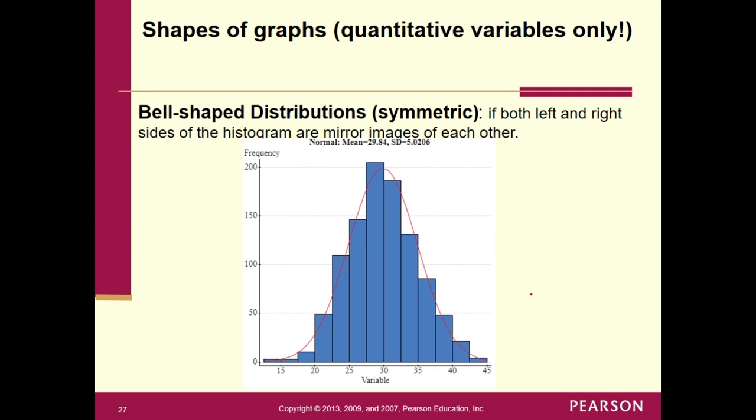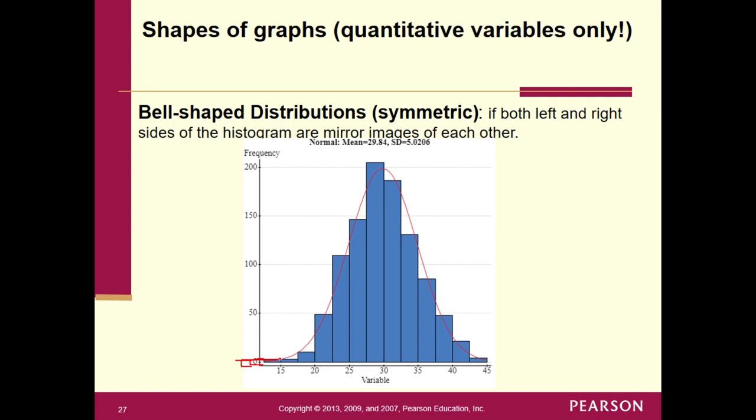You can even have a small little tail here. Notice that there's a little bit of a tail here. You might even have a little bit more of a tail here, and that would be okay. So that's approximately symmetrical, approximately bell-shaped.